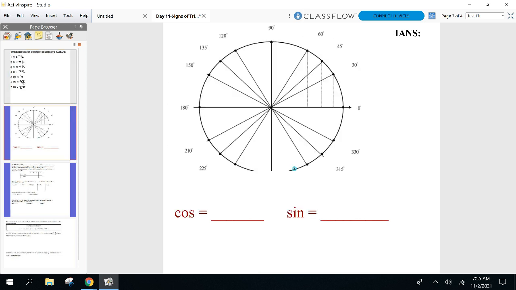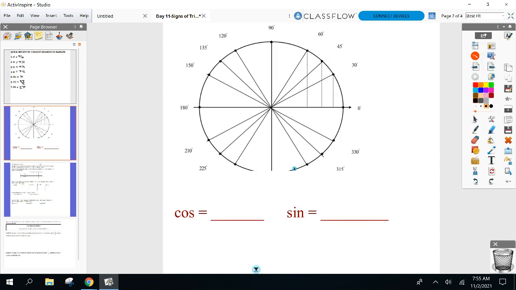Review from yesterday. If we're on the unit circle, the cosine is what coordinate? X coordinate. Yep. And sine is the y coordinate.